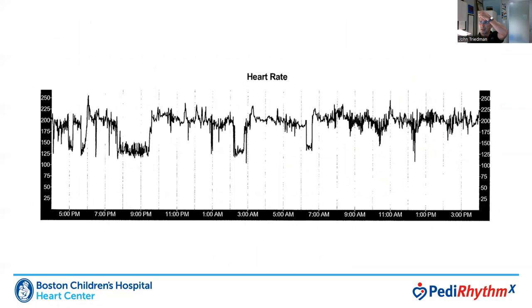And just as a point of reference, it's also useful to take advantage of this information as well. The monitoring telemetry data, the pattern of heart rate through the day, can oftentimes give you additional clues into the mechanism of the tachycardia that you're looking at.